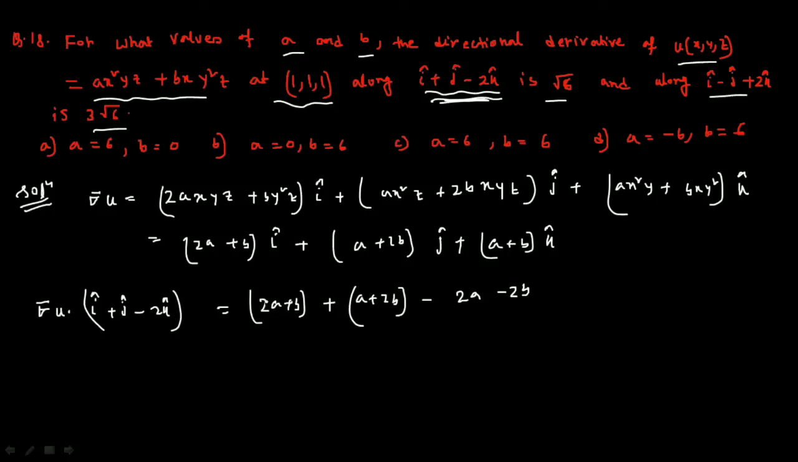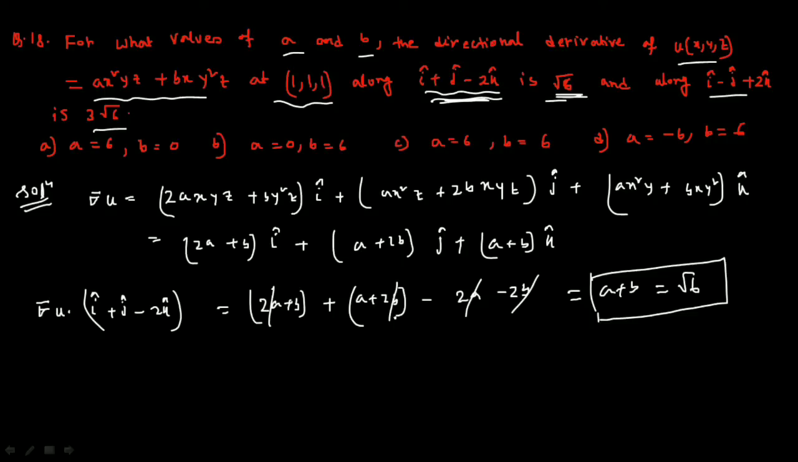So the 2a will cancel out, and it will be just a plus b, and this value is given in the problem as root 6. So you will have one equation, that is a plus b equal to root 6. And you can get another equation also by making the dot product of gradient of u with this vector i minus j plus 2k.